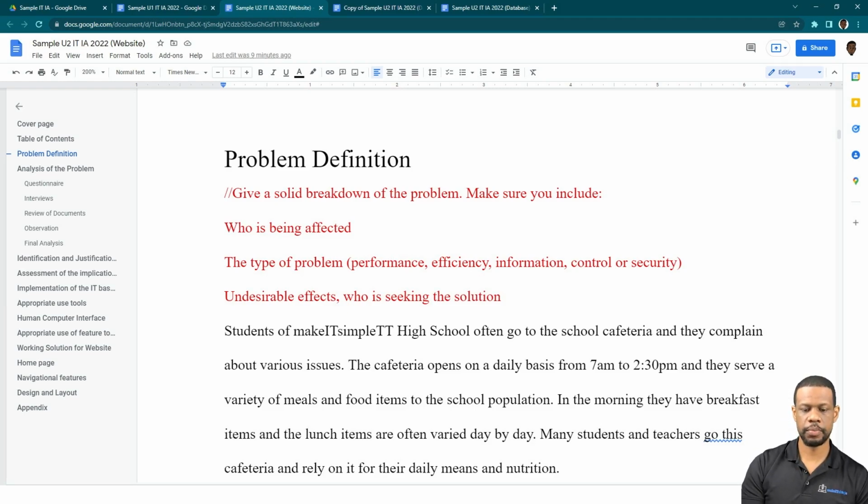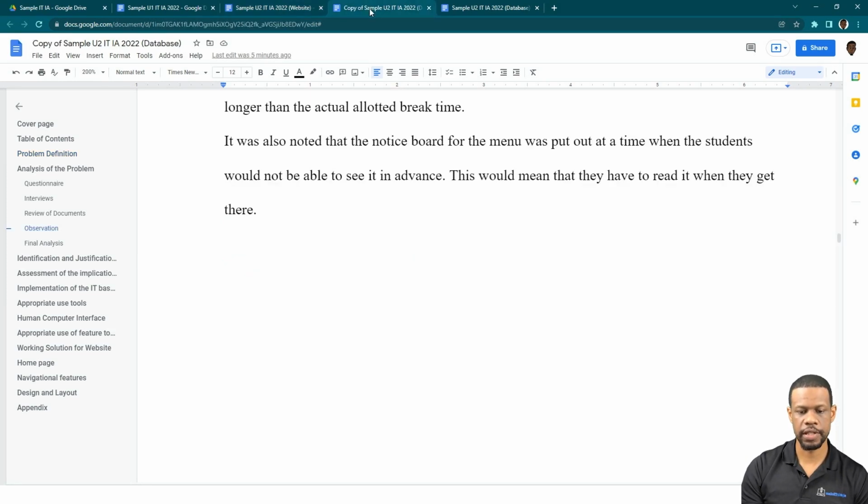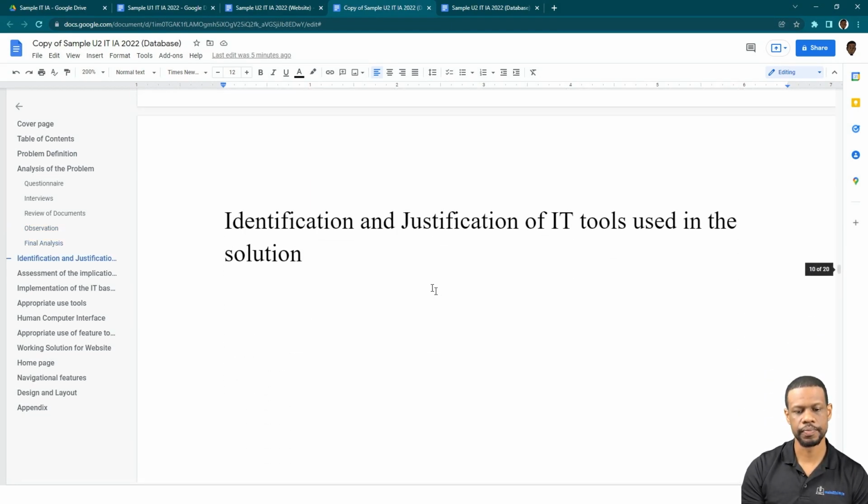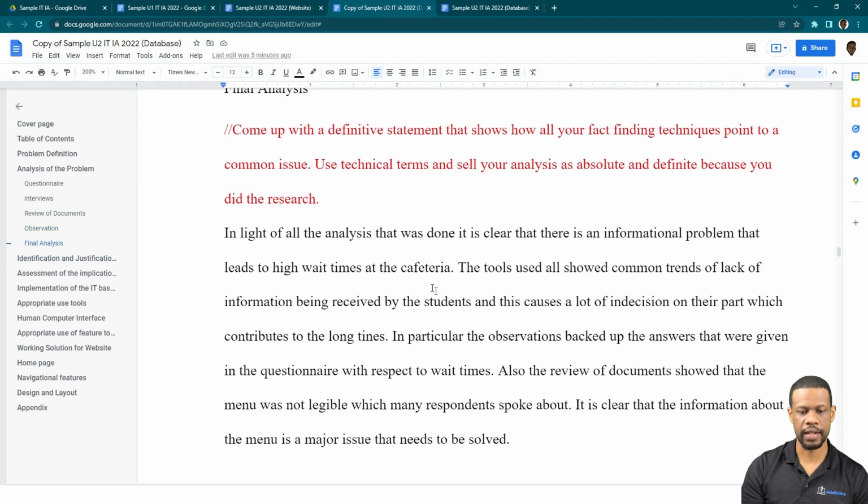So yeah, let's say performance, right? The cafeteria is not performing well because people don't buy the thing. Okay, so I'm going to go to the database and I'm going to change out this last paragraph here with the final analysis.